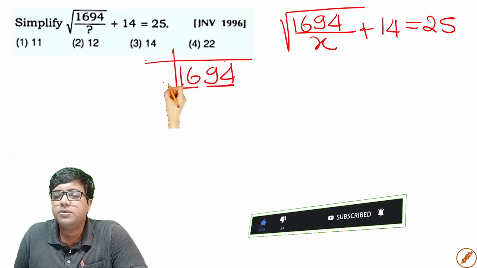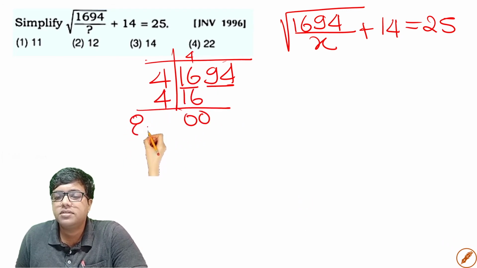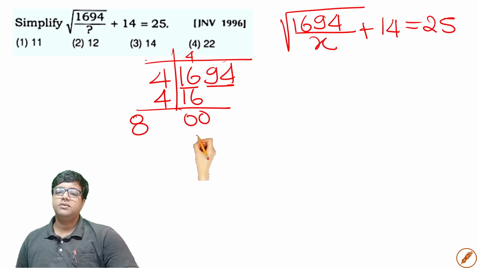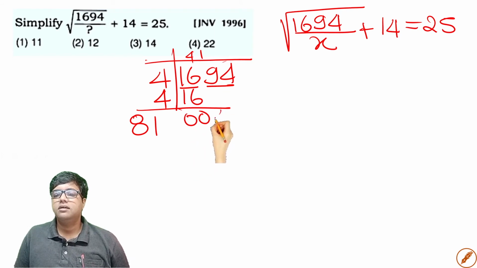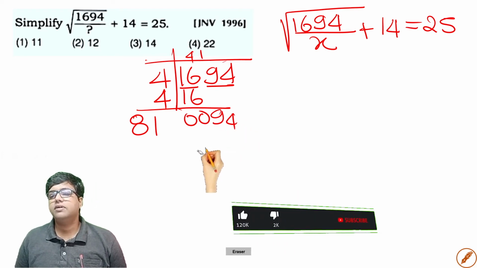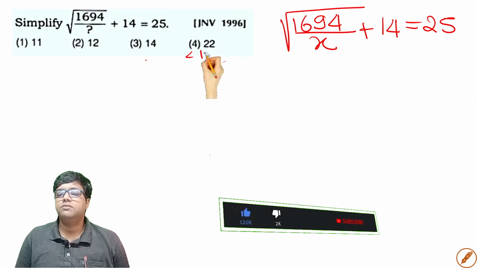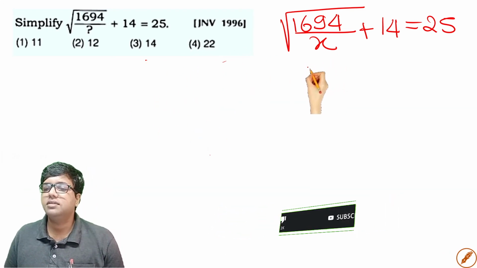So pair them in twos. 4 4s are 16. 0. So 4 plus 4 is 8. 81 1s are 81. How much are you left with? Anyways, this won't be a perfect square. So let's keep it as it is.